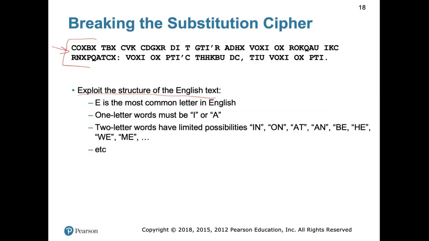We are going to use this information in order to kind of break into that algorithm. And also, when it comes to one-letter words, we don't have many one-letter words. So when we see, for example, this T, it implies that it should be either I or A. The same goes for two-letter words. In two-letter words, we don't have many possibilities. They're limited, and so that would be helping us.